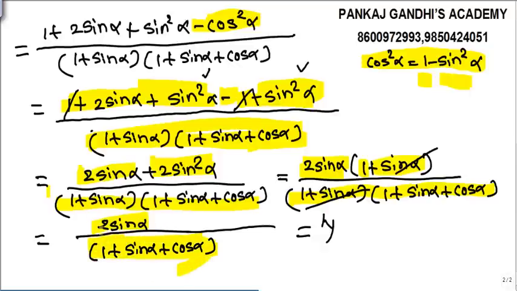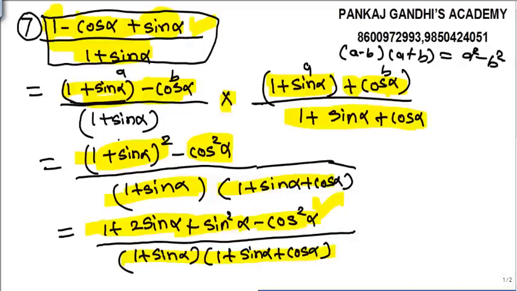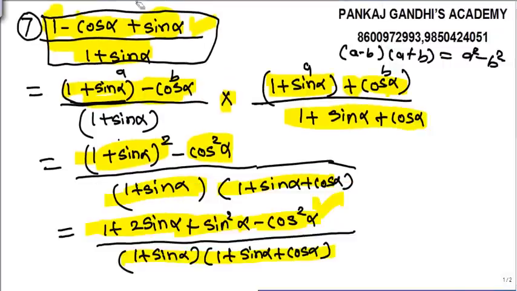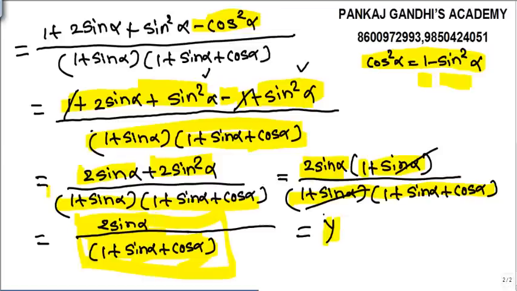And it's given in the question that the value of 2 sin alpha divided by 1 plus sin alpha plus cos alpha is y. So our answer is also y. So the value of this expression, 1 plus sin alpha minus cos alpha upon 1 plus sin alpha, is equal to y. So the answer is y, same as given. The answer is y.